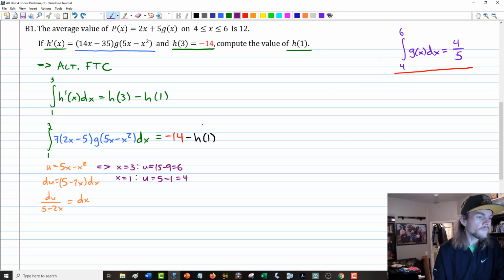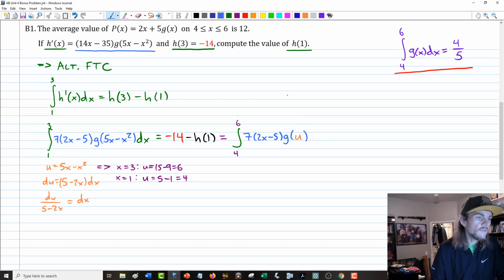Let's find out. So up here, I'm going to start to rewrite that integral. First, our integral was from 1 to 3. It's now going to be, use the green again, from 4 to 6. Huge help for us, like literally a huge help. It connects these things together. In addition, we still have this 7 and this 2x minus 5. But then g has now become g of u.